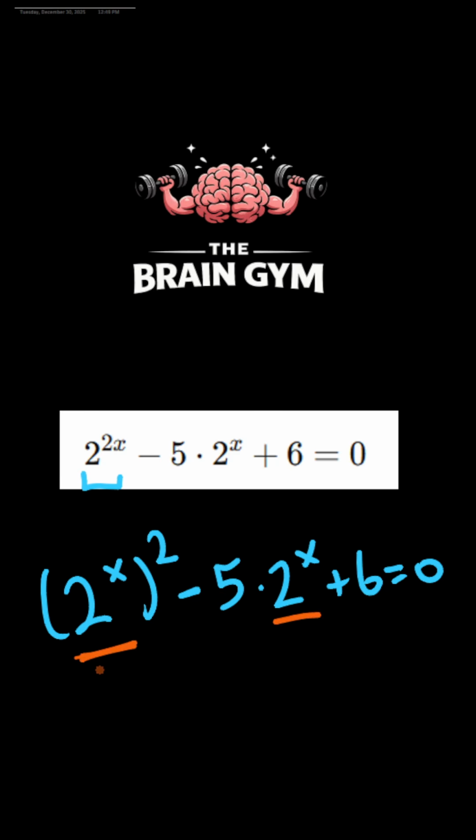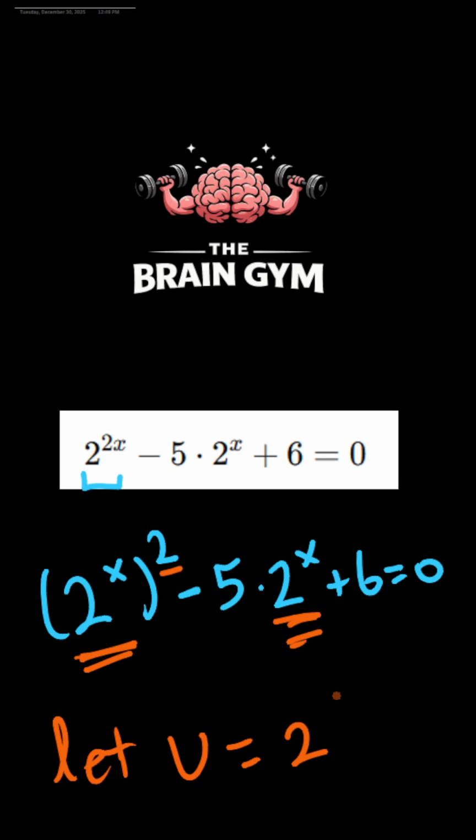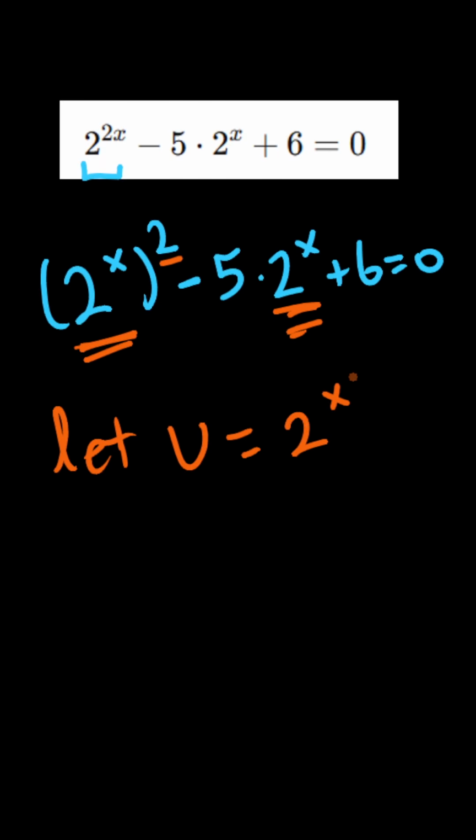And when it appears here, it's squared. And then when it appears here, it's not squared. It's raised to the power of 1, which is just 2 to the x. So this equation appears to be in quadratic form, which means that we can let a new variable u equal 2 to the power of x. And what we're going to do is substitute 2 to the x with u.